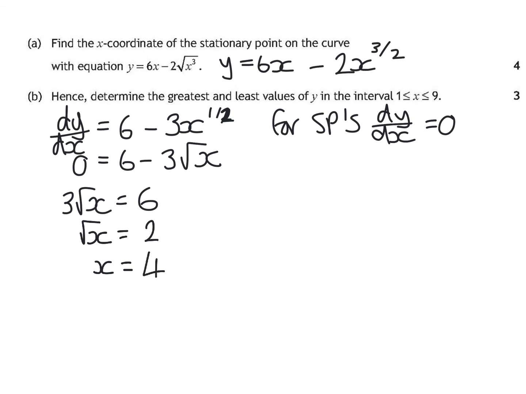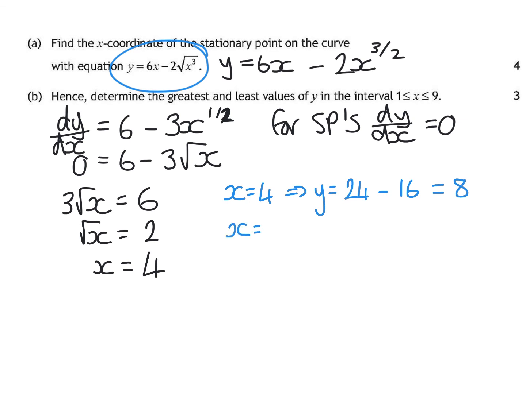Right, I'm now ready for the substitution part, so I'm going to change my pen colour. So I'm going to sub in the stationary point first of all, into my original equation, so into this one. I'm going to work out when x is 4. That gives me y equals 6 times 4 is 24, take away, well, the square root of 4 is 2, cube it is 8, and then there's a 2 in front, so take away 16. 24 take away 16 is 8.